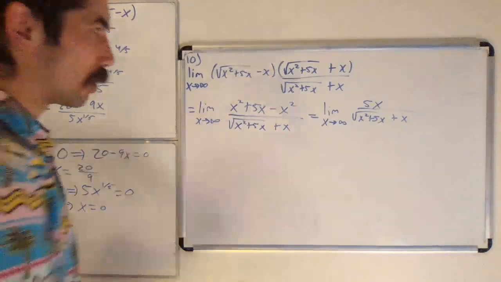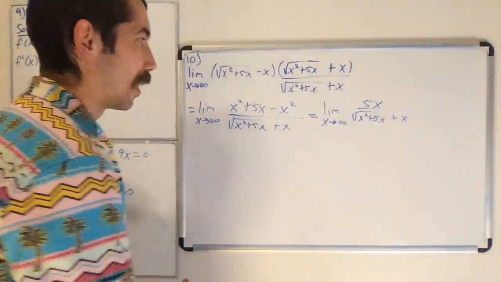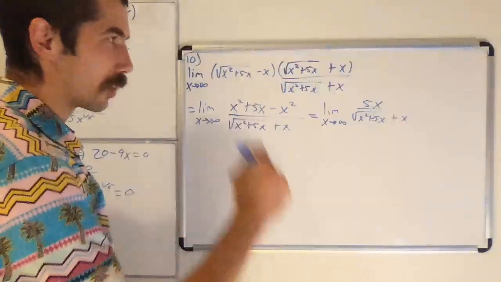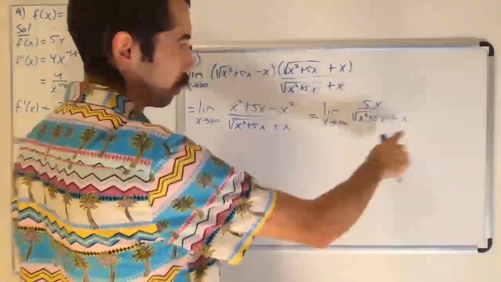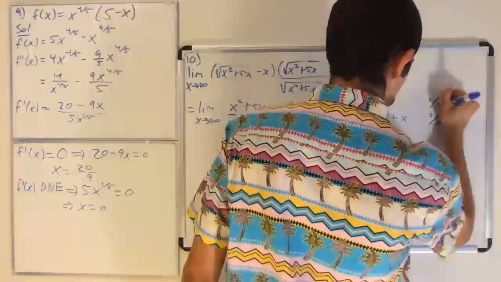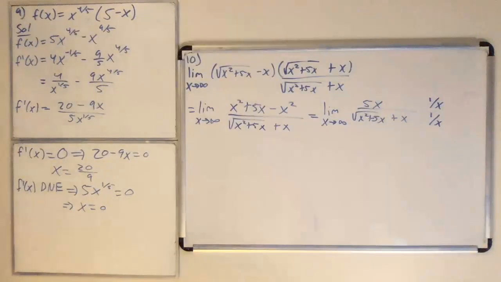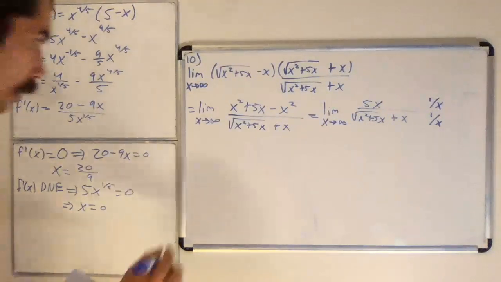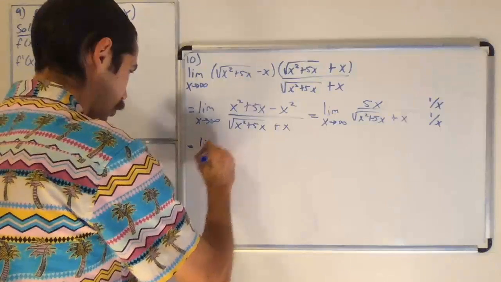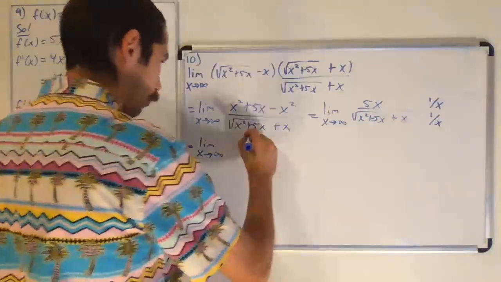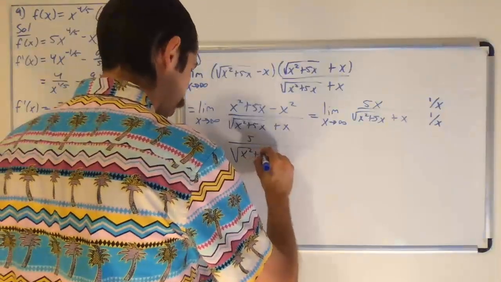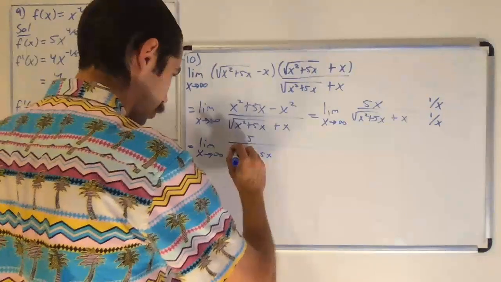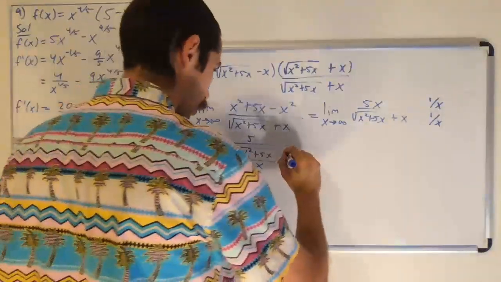But what we could do is multiply the numerator and denominator by 1 over the highest power of x that appears in the denominator. Here it looks like it's x squared, but that's inside the square root. So it's actually x to the first. So multiply the numerator and denominator by 1 over x. And so we get the limit as x goes to infinity of 5 over the square root of x squared plus 5x, this is over x, plus 1.